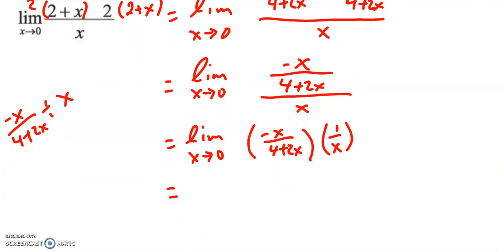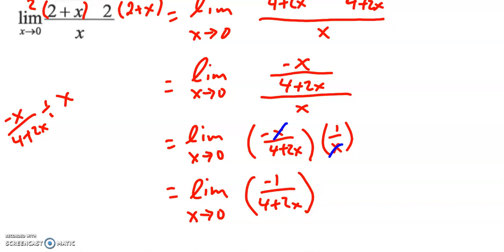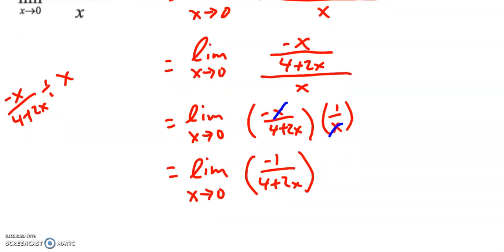Now things cancel. You'll see here this x cancels. Now we have the limit as x approaches 0 of -1 over 4 plus 2x. Now again, we've simplified it. We can go right into direct substitution. So if I plug in 0, we get that to be -1/4, and that is the limit.